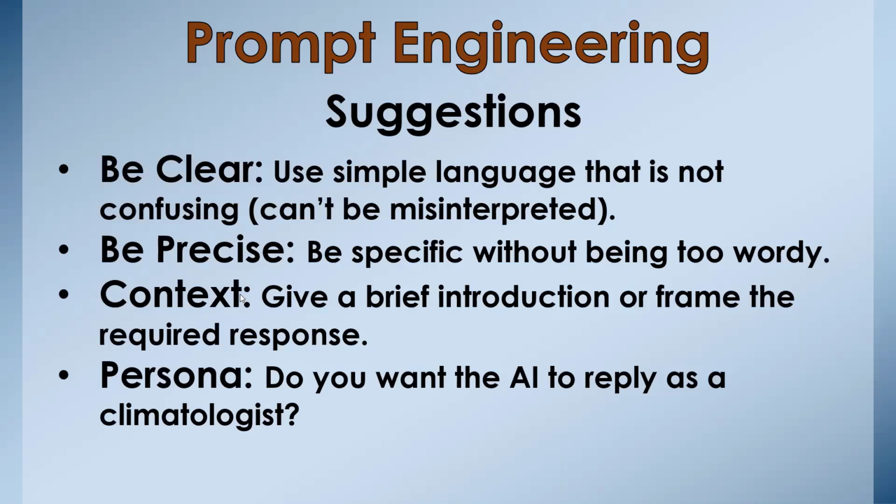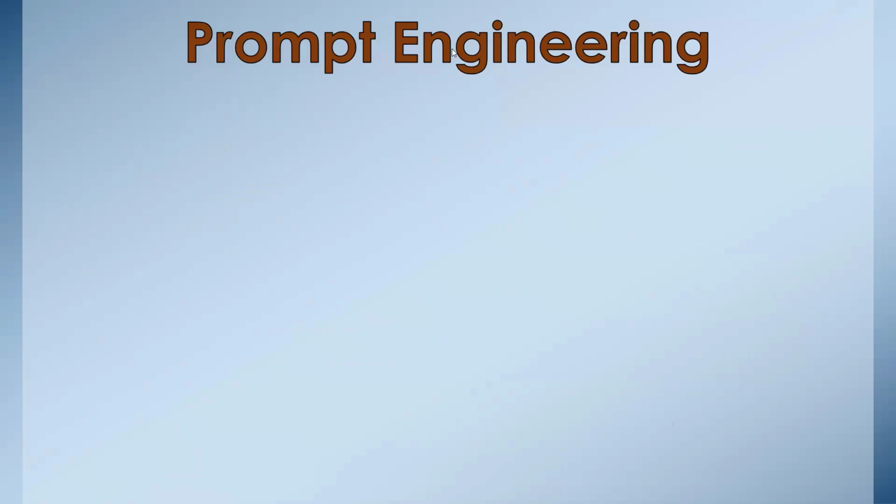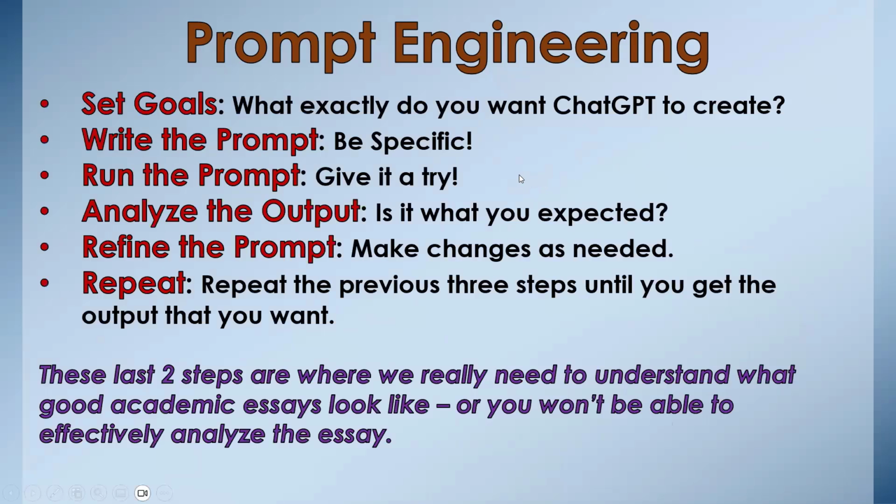And we just looked at an example of the importance of context. Give a brief introduction or frame the response that you expect to get from the AI. And think about persona. How do you want the AI to act? And we're going to talk a little bit more about persona prompting in the future. But for example, if you're writing a cause and effect essay on global warming, do you want the AI to reply as a climatologist?